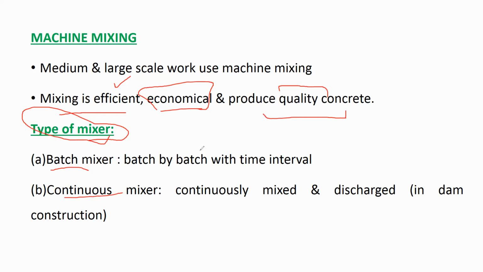Here in this type of machine, there will be two ends. One is open from one side, where you have to put the ingredients. From another side, the concrete will be discharged. In the open portion, you have to put sand, cement, coarse aggregate and water continuously into the machine, and from the other end, the discharge point, the concrete will be continuously discharging.